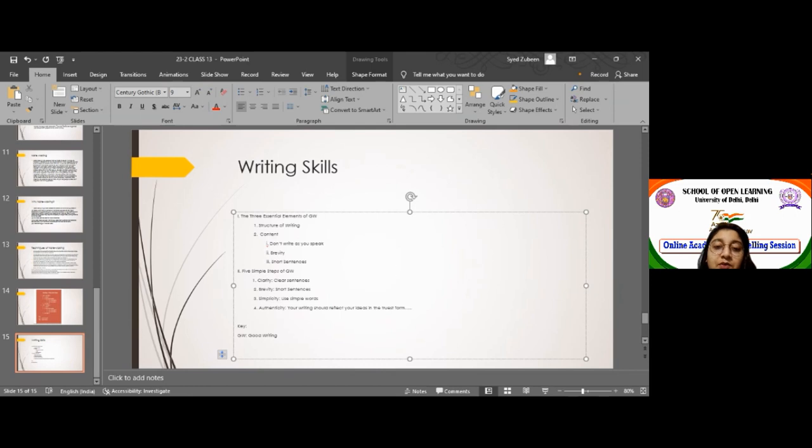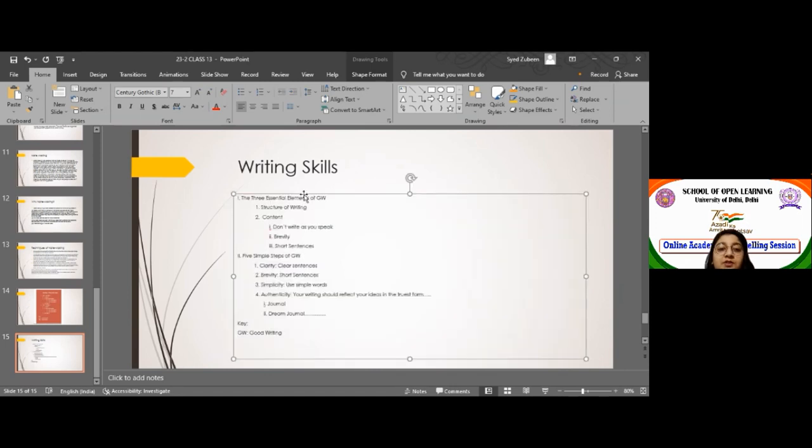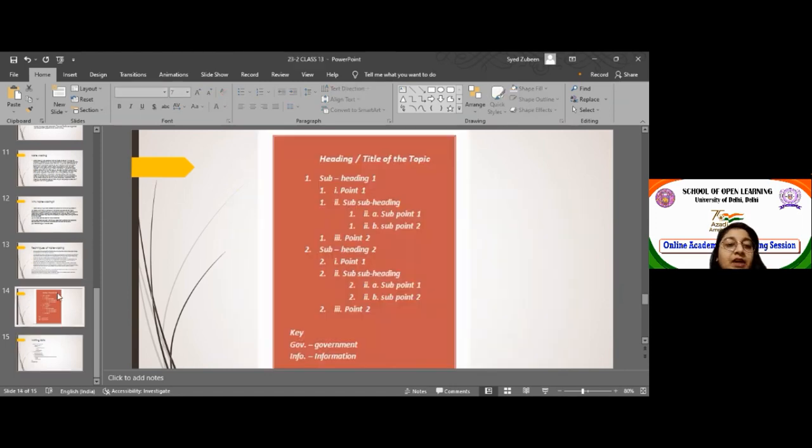You can go on writing this, or you can make further notes, and then you can divide it, like for example, if authenticity, you can further give examples like what are the different kinds of writing that we do. You have journals, then you have dream journals, right? So this is what is to be followed, right? And I hope it's clear. I hope you have understood how to make notes.